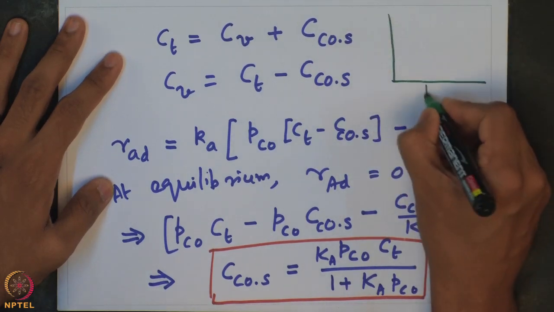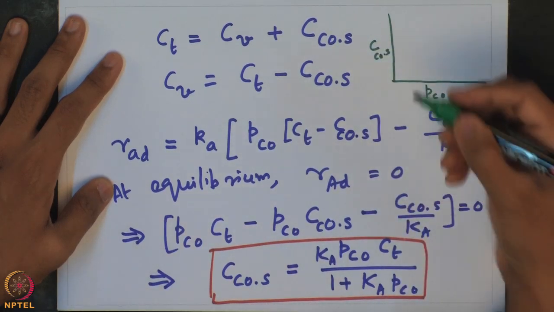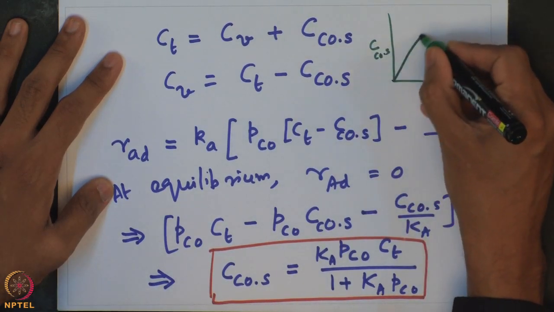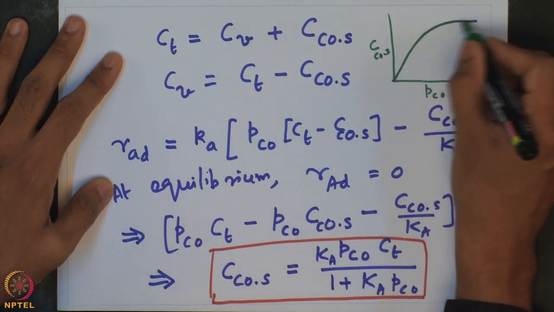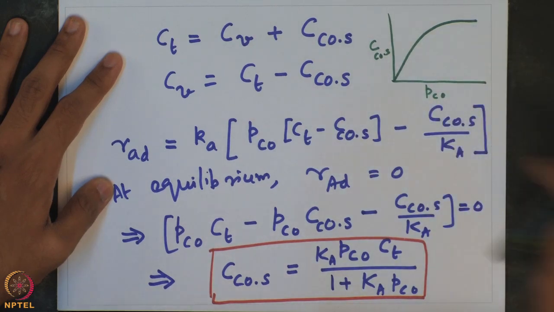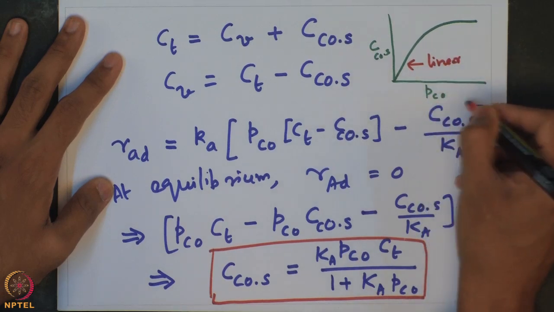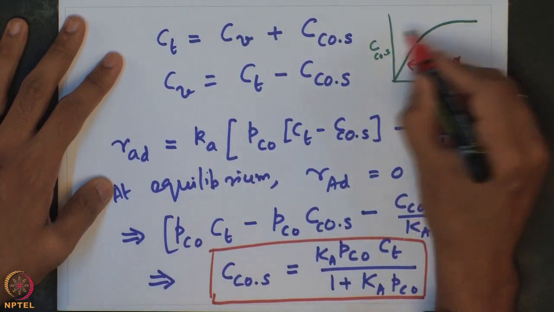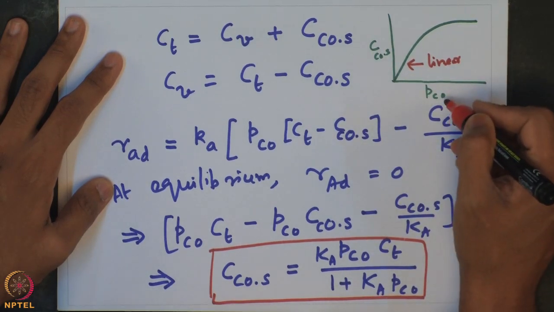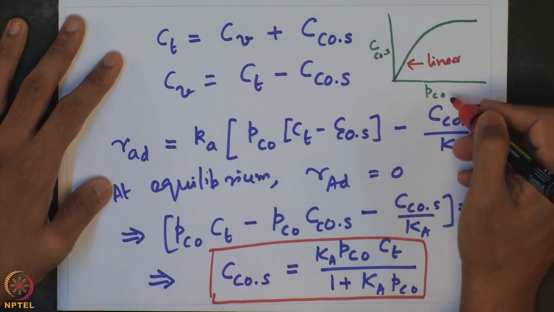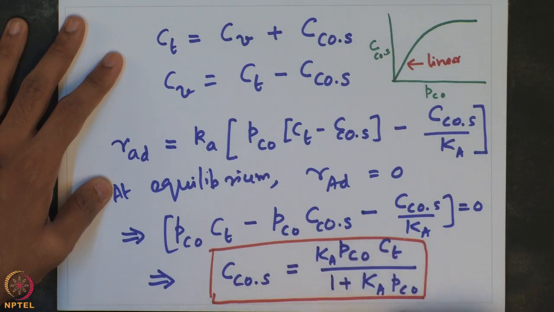So, suppose I plot PCO versus CCOS, then the typical curve is that initially it increases linearly and then it remains constant. So, this region is linear, and as the partial pressure of CO increases further, the concentration of the adsorbed species is no more a function of the concentration or partial pressure of the gas CO. So, in the initial phase at low concentration it behaves linearly, and that can be seen from this expression.